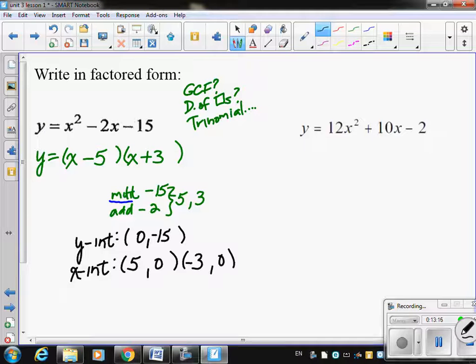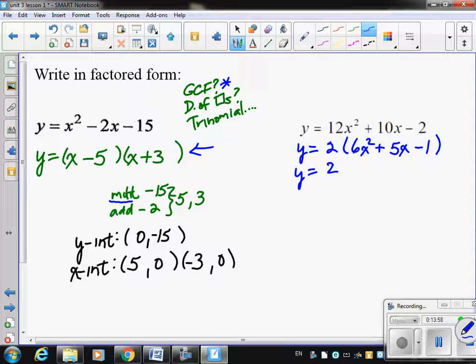Last example. I have one that I want to write in factored form. I need to think, is there a greatest common factor? Yes, there is for this one. It's 2. So I'm going to do that first. 2 times what gives me each one of those terms? 6x squared, 5x, and a negative 1. So I'm not done. I'm going to look at my brackets and see if I can do anything further, because I know what I want it to look like, so that I can see clearly what my 2 x-intercepts are, and I can't at this point.